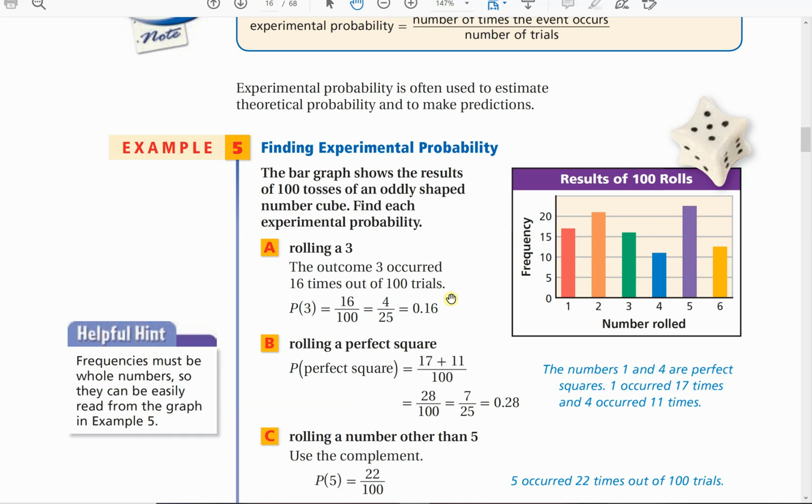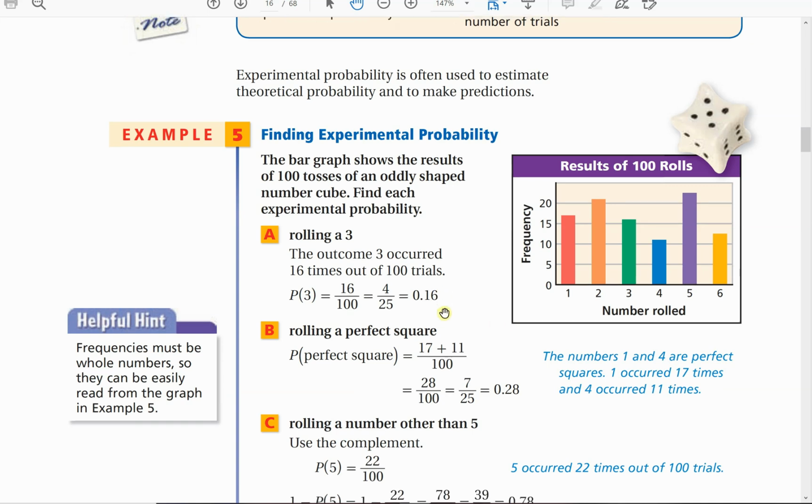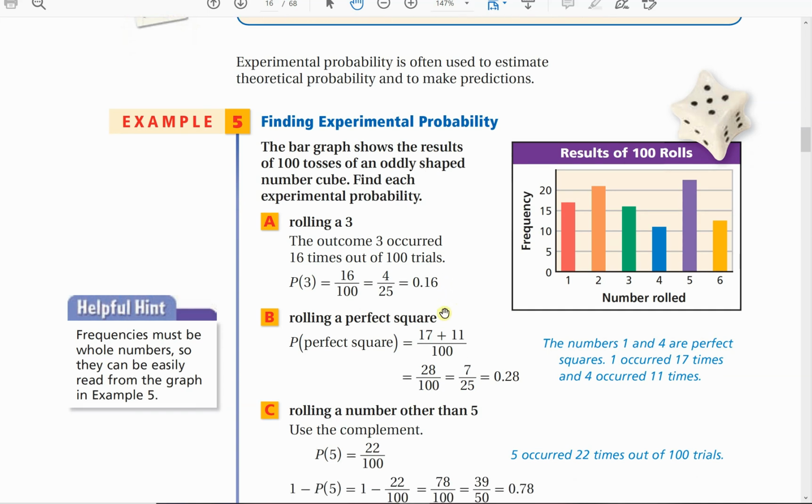What would be the probability of rolling a perfect square? Well, which of these numbers is a perfect square? 1 is, and 4 is. So it looks like 1 came up 17 times. I'm sorry, I thought it was 16. It's definitely 17. And then 4 came up 11. So 17 plus 11, that's 28 out of 100, or 7 out of 25. 28% of the time.